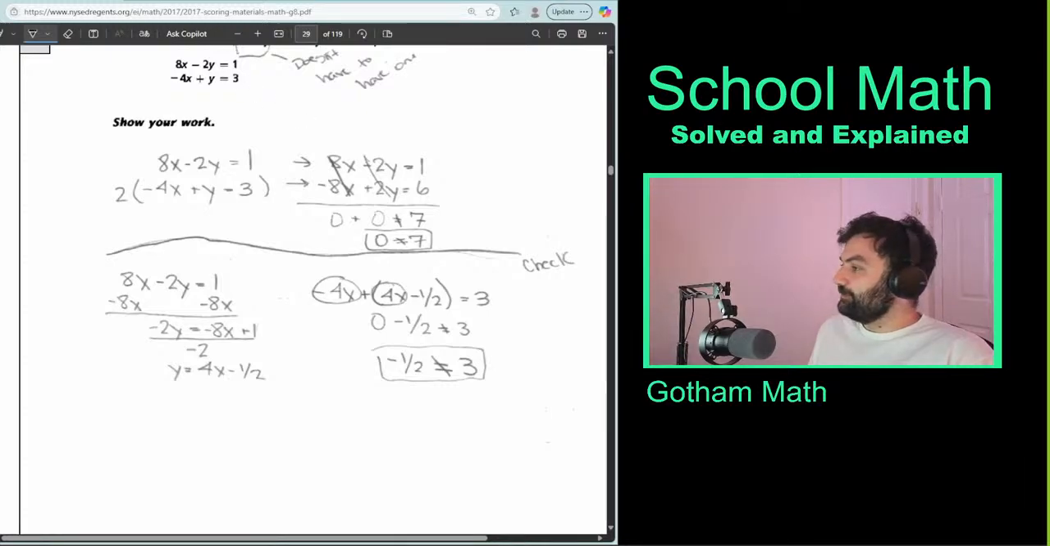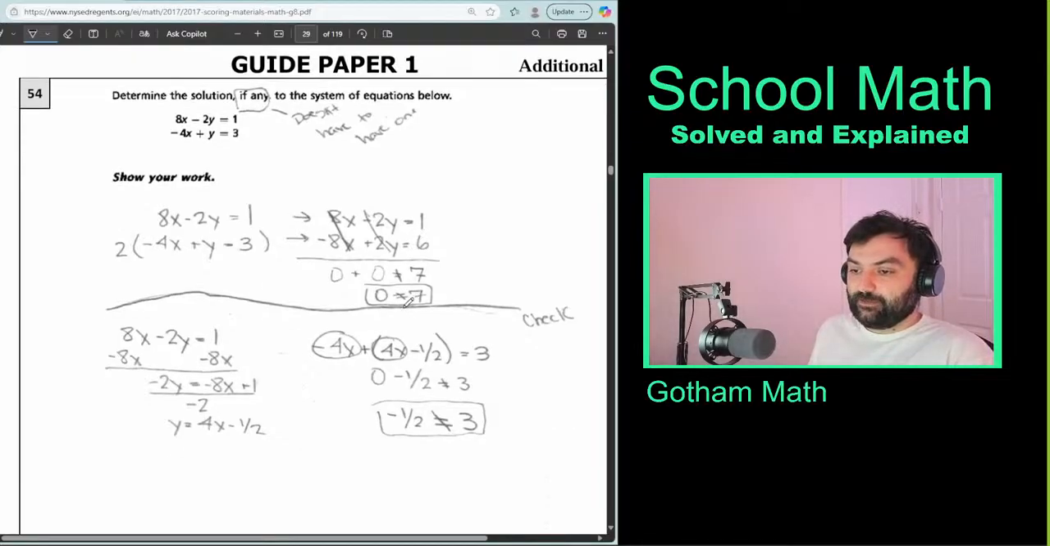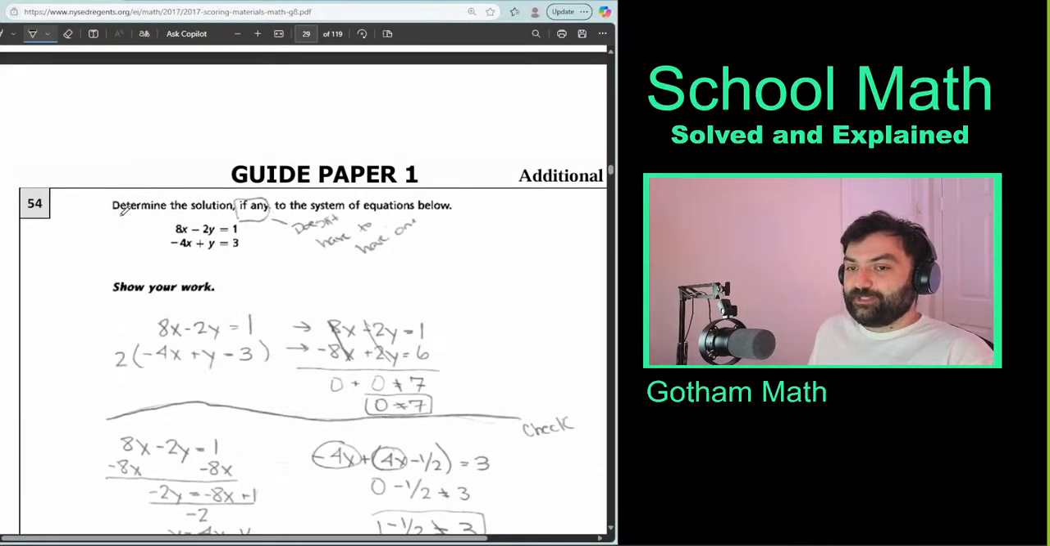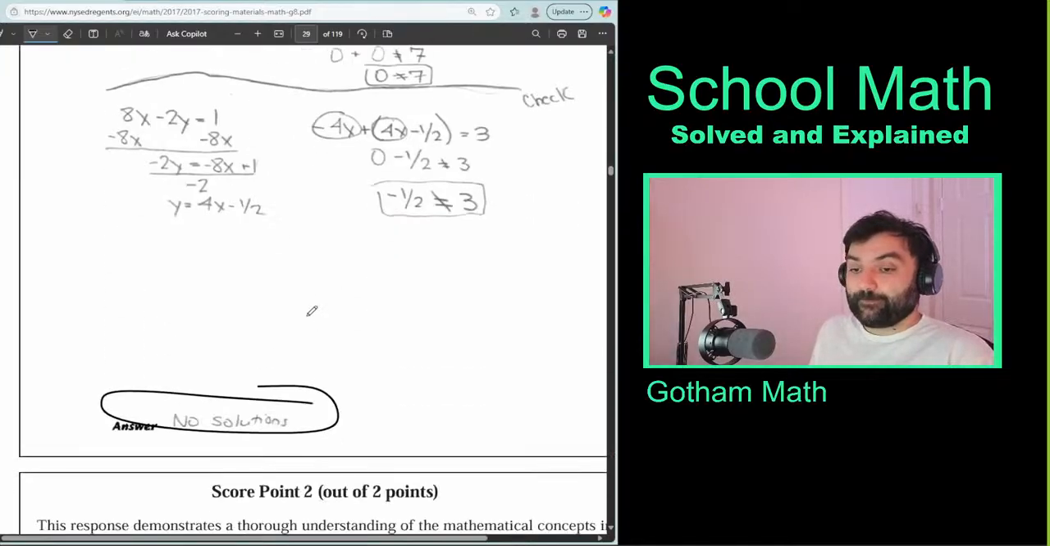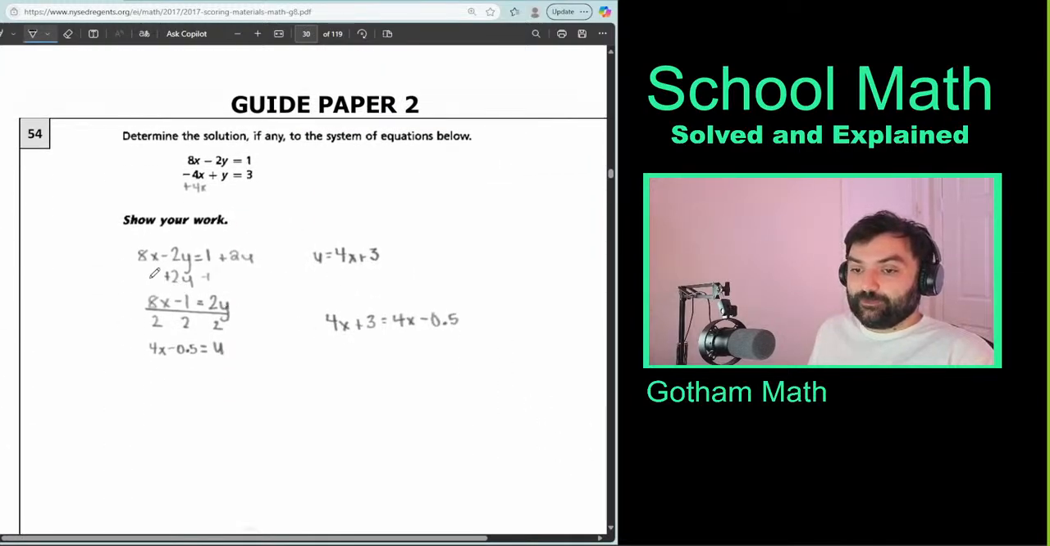Let's see what it is. Let's see the first one multiplied by 2, just like I did. Got it. No solution. Check? Why do you check? There's no reason to check. It's clear as day that there's no solutions here. You see they say determine solution, if any. If any means there's a chance that there will be no solution. And that's our case.